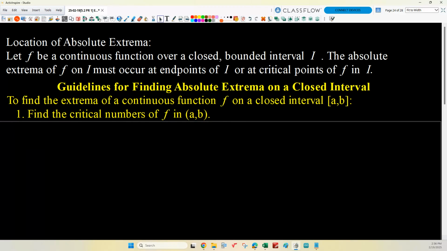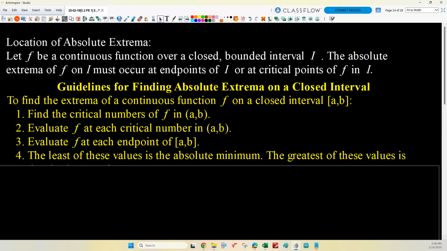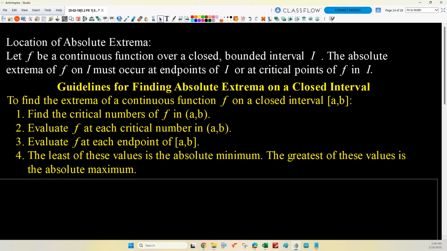What else? Where else could we possibly get in the endpoints? And that's it, right? All we have to do is find the critical numbers of our function in our interval and evaluate the function at each critical number. Evaluate the function at each endpoint, and the least of those values is guaranteed to be the absolute minimum. The greatest of those values is guaranteed to be the absolute maximum. There's our strategy: find the critical numbers and the endpoints, evaluate the function at all those places, and see who the winners are, biggest and smallest.